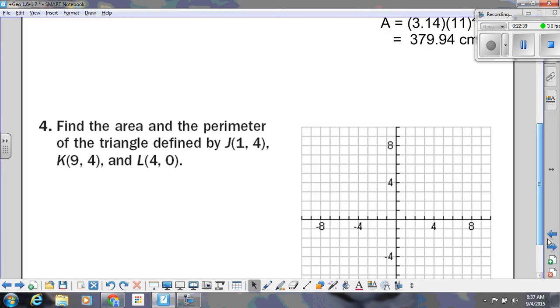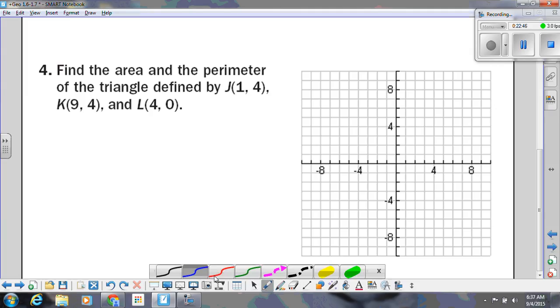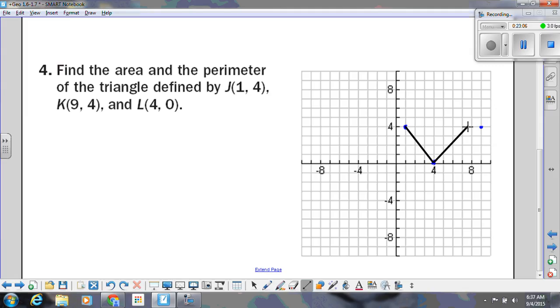Okay, and in this one, we have to find the area and perimeter of a triangle. So we have to graph our points. So I'm going to graph J, (1, 4). And then K is (9, 4). And then L is (4, 0). So I have this triangle. So I need to find area and perimeter. Let's find the area first. That will be easier.